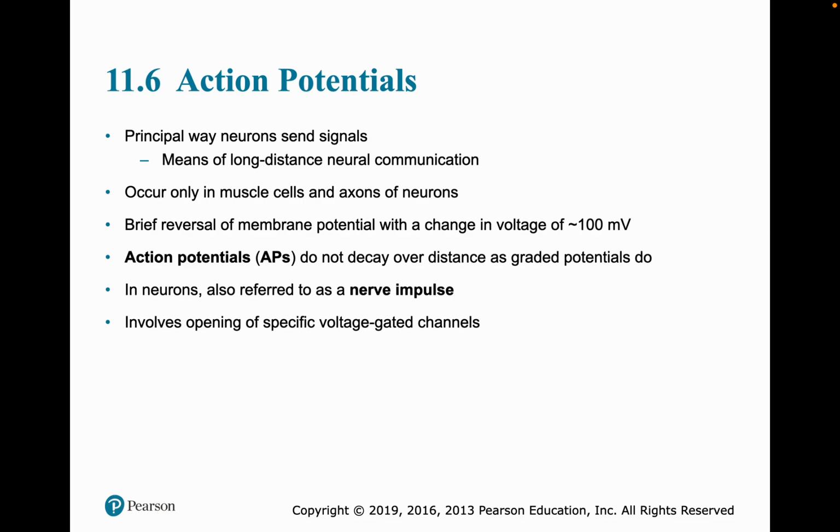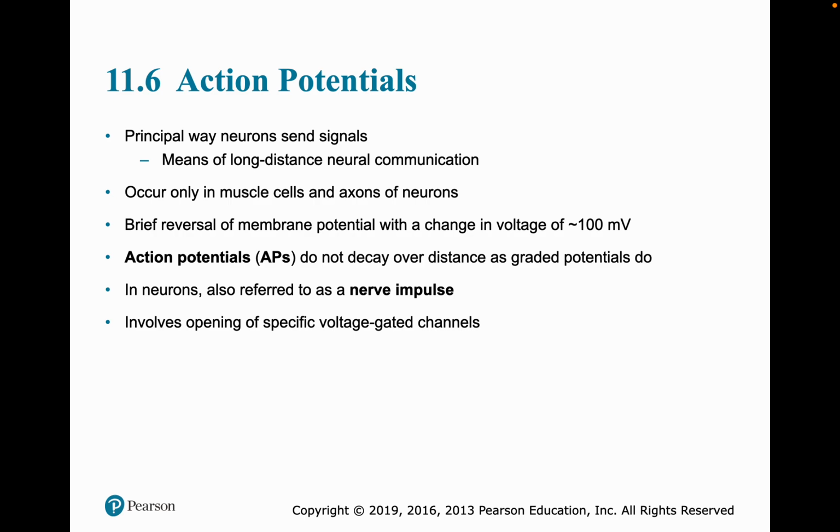An action potential, on the other hand, is the principal way that neurons send signals. This is a means of long-distance neural communication. Long distance means generally from the axon hillock to the axon terminal. It occurs in muscle cells we've already looked at, and it occurs again in the axons of neurons. There's a brief reversal of membrane potential with a change of voltage of approximately 100 millivolts.